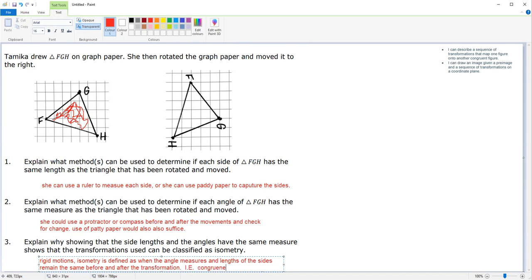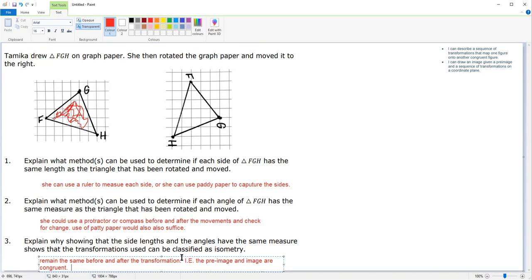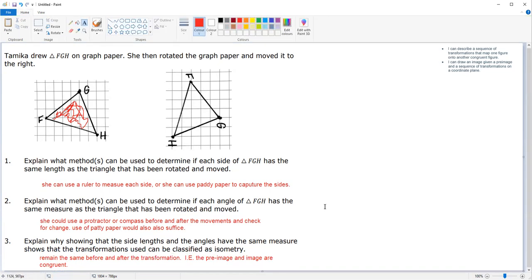Congruence: the pre-image and image are congruent, because that is the definition of congruence. Okay, so there we go. Those are my answers to the first couple of ones there.